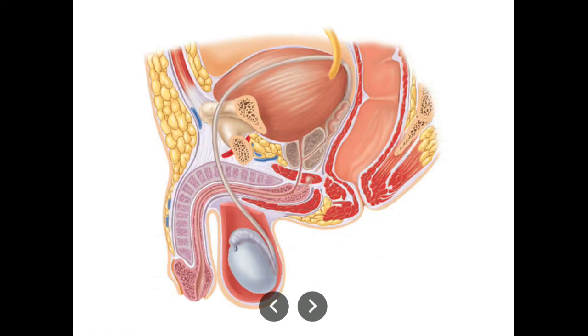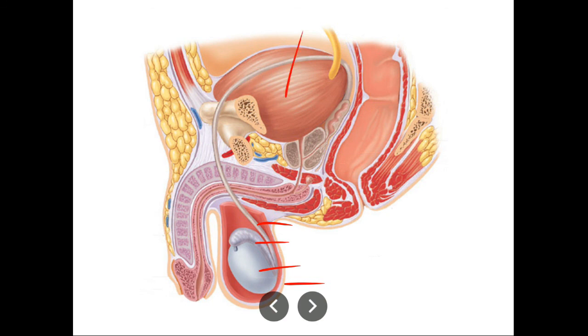Next we got here the male reproductive system. That is a sagittal view in which we can see here first of all the scrotum in the side, the scrotum that we got here, the testis, and then we are having the epididymis, and then the ductus deferens, and ductus deferens passing away, that is the urinary bladder.